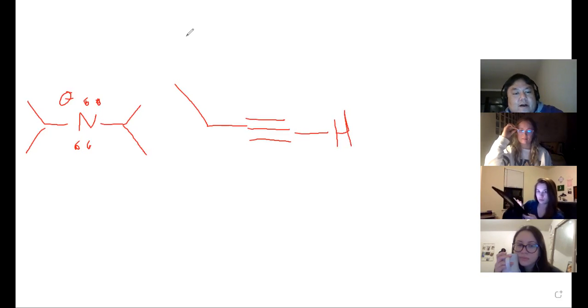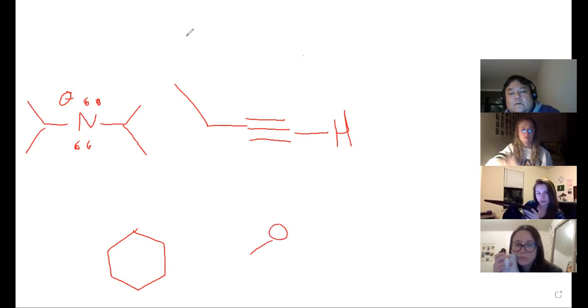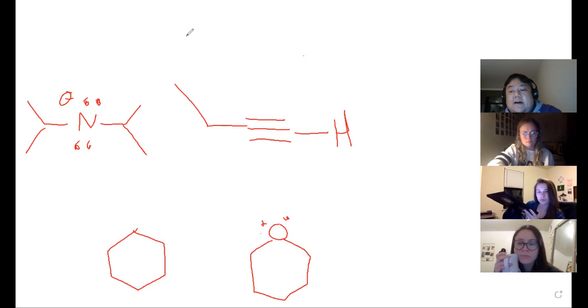If I had a neutral compound like this, could this act as a base? Are there any lone pairs on any of those atoms? No, so it can't act as a base. Could this act as a base? Yes, because my oxygen has a lone pair. If you have a lone pair present, it can act as a base.